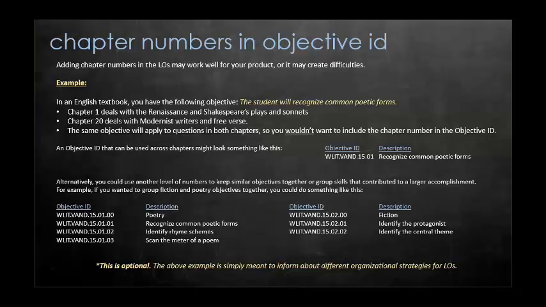For example, if you wanted to group fiction and poetry objectives together, you could do something like we have listed below. You can see the objective ID: we have the World Lit, the author, the copyright year, then the numbering system. As you can see, we have 0.00 for poetry, 0.01 for poetic forms, 0.02 for rhyme schemes, and 0.03 for the meter of a poem. Another example over here, for chapter 2, it would be 0.0, 0.01, 0.02 for fiction: identify the protagonist and identify the central themes.